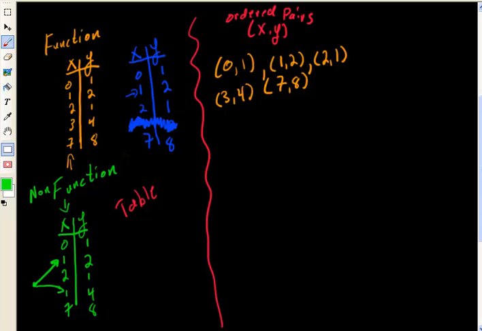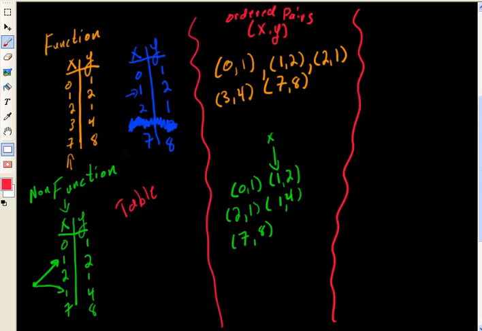And so for our non-function example, the way it would look is like this: 0, 1, 1, 2, 2, 1, 1, 4, and 7, 8. And if you'll notice, I have an x value that repeats itself with 2 separate y values. Whereas here, if I look at all of these, none of the x values are the same. So there's our second representation.